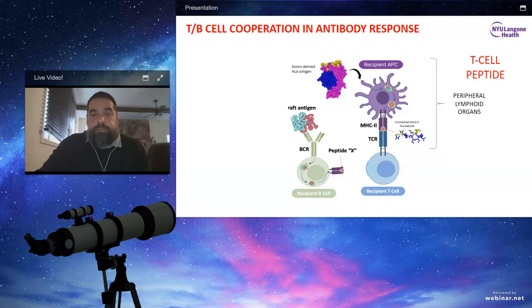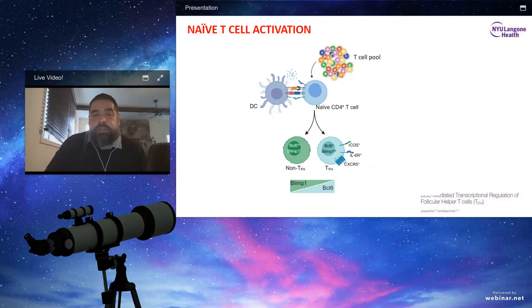So the T cell peptide mechanism is where the antigen presenting cells from the recipient are going to present a peptide that is derived from mismatched donor HLA antigens, and these cells will then be activated. What happens to the activation of the T cells is a very important step in this process. So we have our T cell pool right here, and a number of T cells will recognize a peptide presented by the antigen presenting cell.